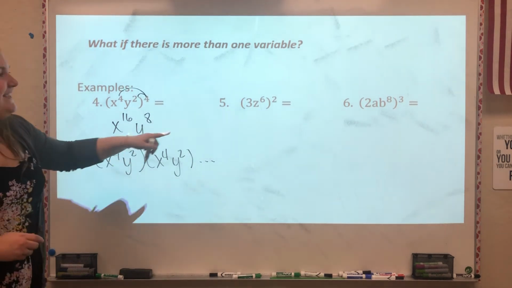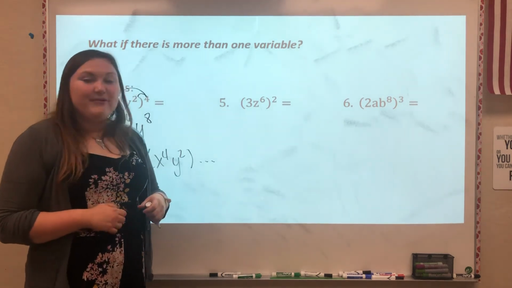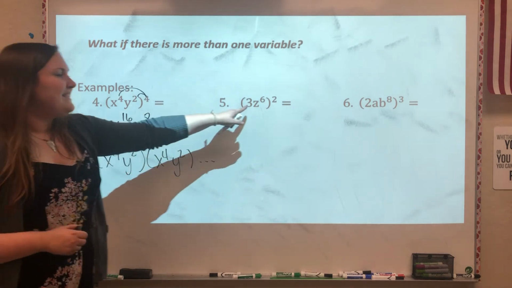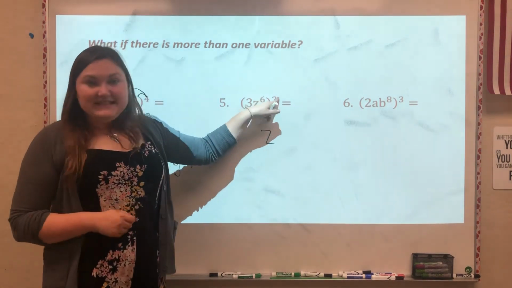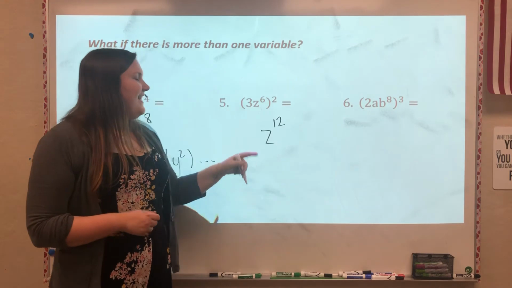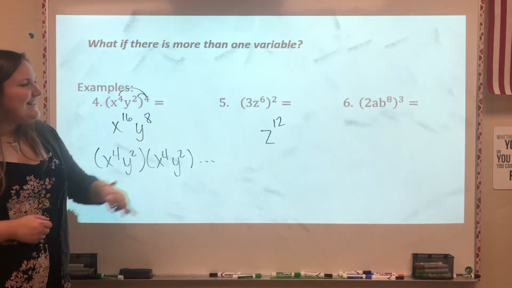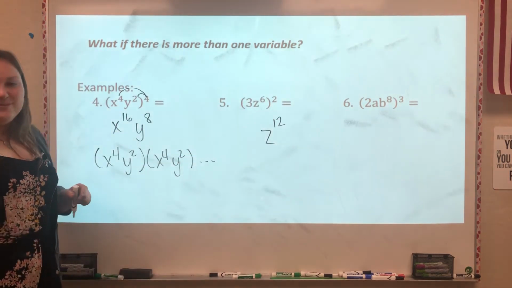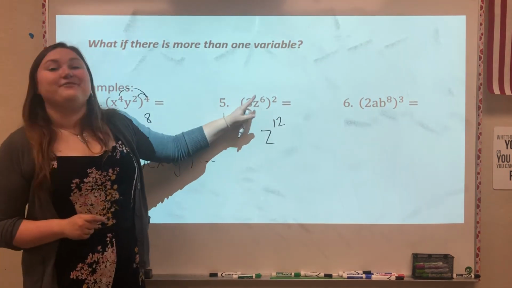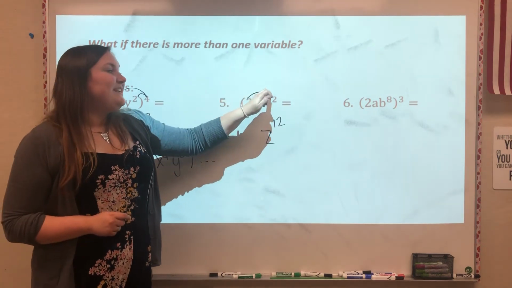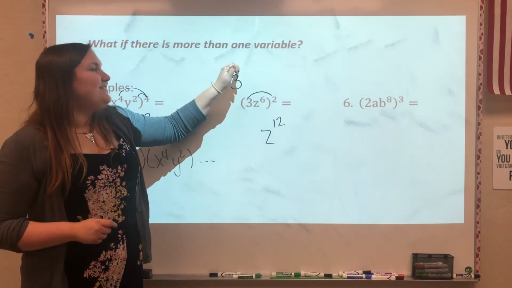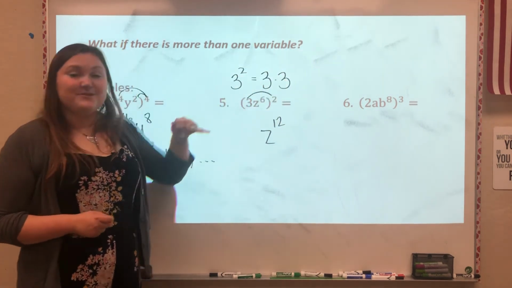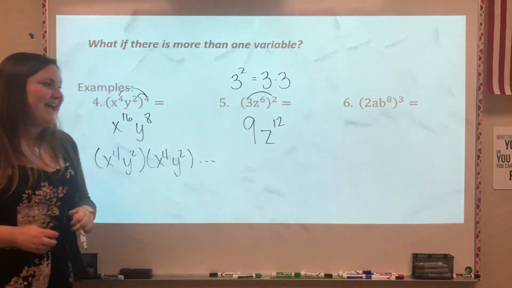Now this next one here, we've got 3z to the 6th power all squared. What would the answer for that one be? Well, to get our exponent for z, I want to do 6 times 2, which gives me 12. The biggest mistake students make on these is they say, okay, 6 times 2 is 12, and then 3 times 2 is 6. The problem with that is because this does not say 3 times 2. It says 3 squared. It says 3 squared, which doesn't mean 3 times 2. It means 3 times 3, which gives us 9.